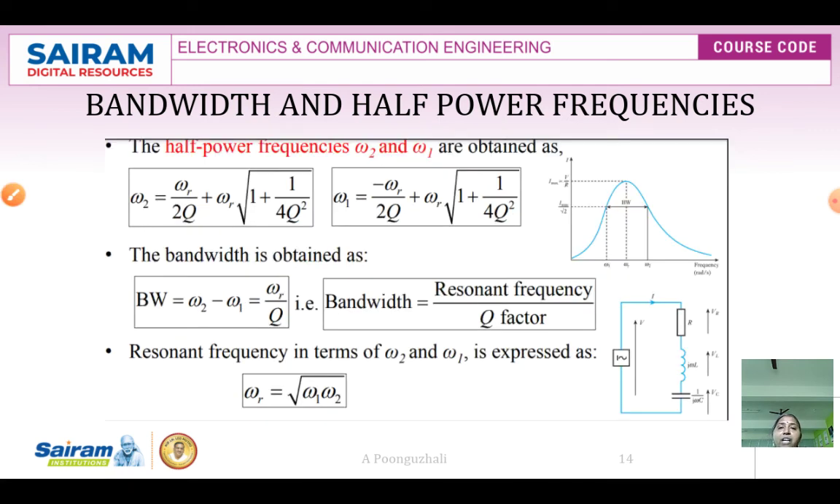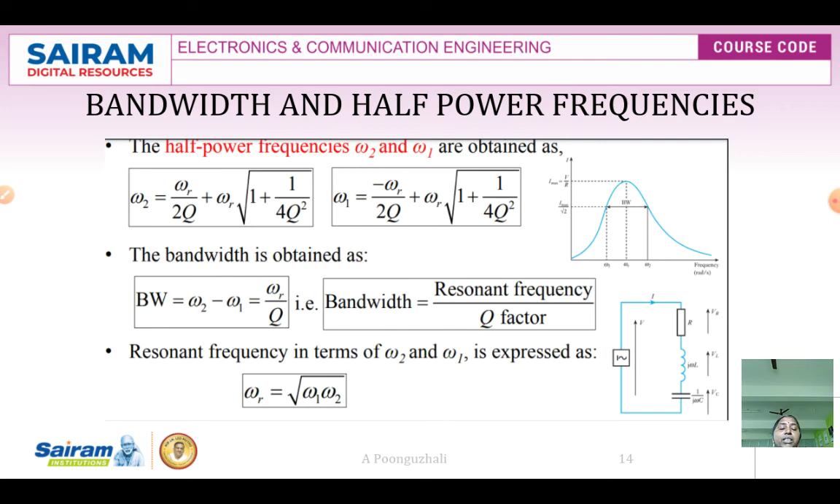So next, the half power frequencies W2 and W1 can be obtained. If I simplify that equation, W2 is equal to WR by 2Q plus WR into square root of 1 plus 1 by 4Q squared. Similarly, W1 is equal to minus WR by 2Q plus WR into square root of 1 plus 1 by 4Q squared. So the bandwidth can be said as W2 minus W1, that is nothing but WR by Q. So bandwidth is equivalent to resonant frequency divided by your quality factor.